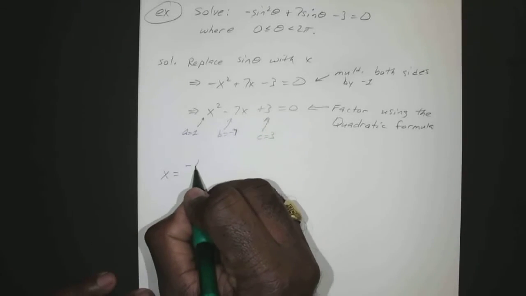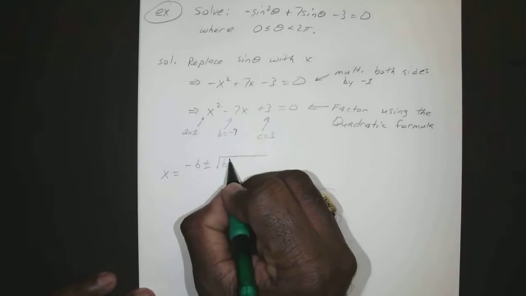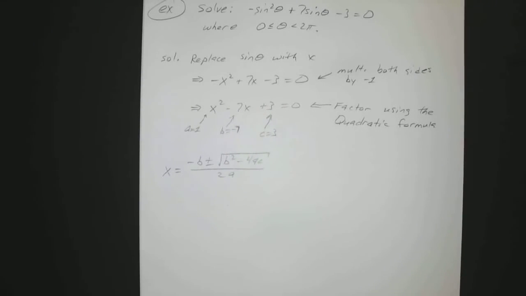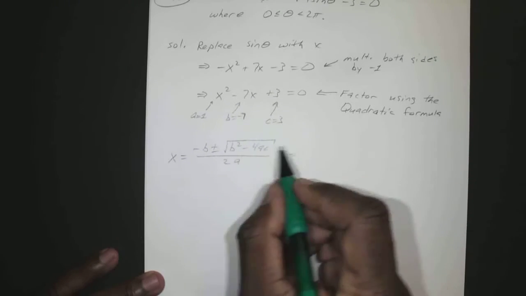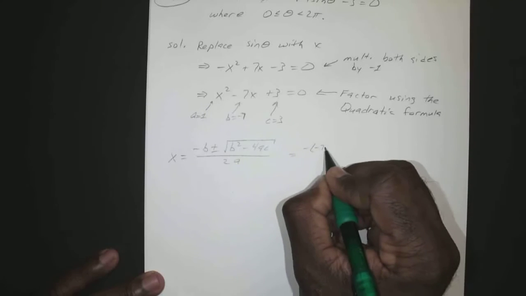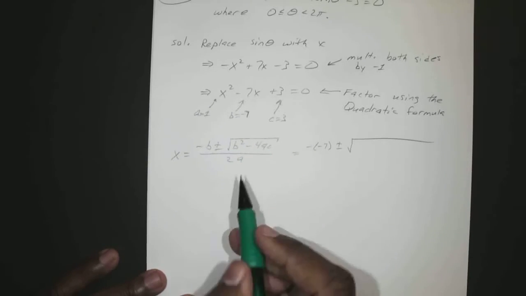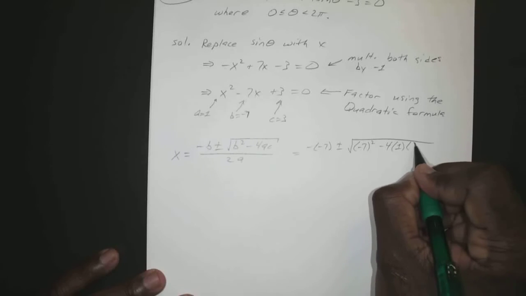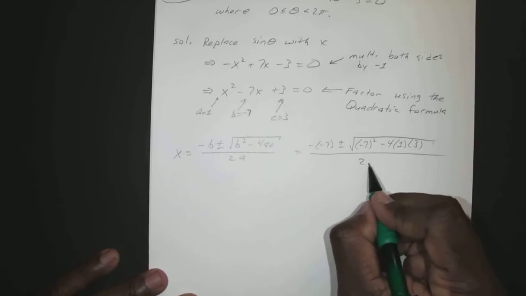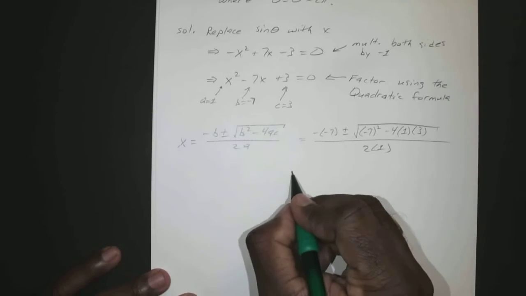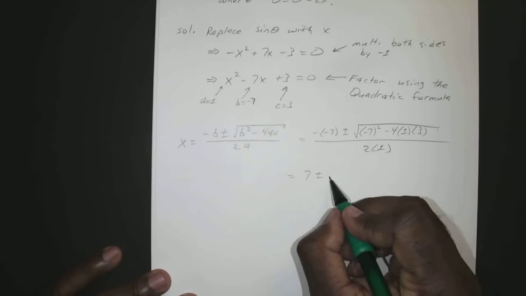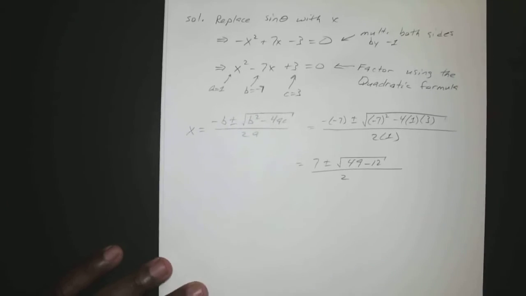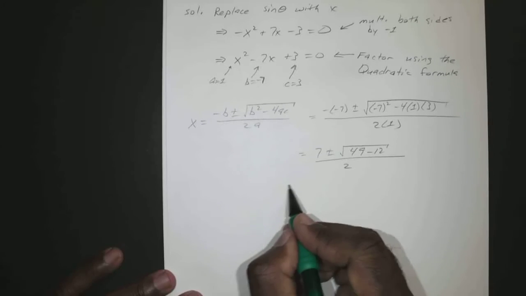Okay, so we know that x is equal to negative b plus or minus the square root of b squared minus 4ac all over 2a. So that gives us negative 7 plus or minus the square root of negative 7 squared minus 4 times 1 times 3 all over 2 times 1. Okay, which is equal to 7 plus or minus the square root of 49 minus 12 divided by 2, which gives us the square root of 37.